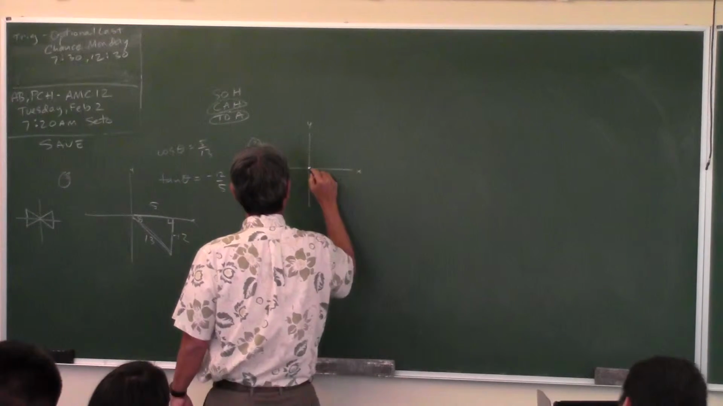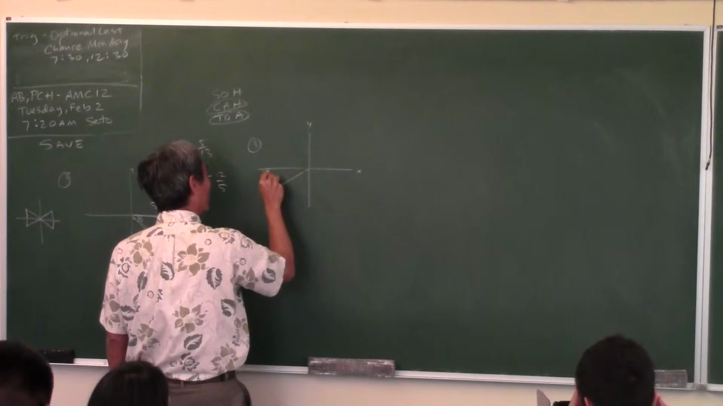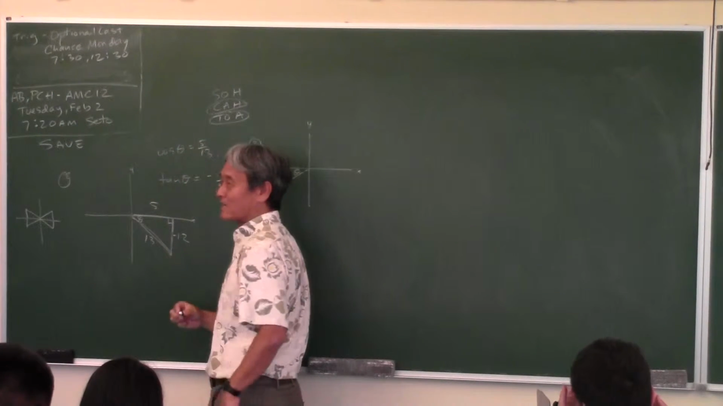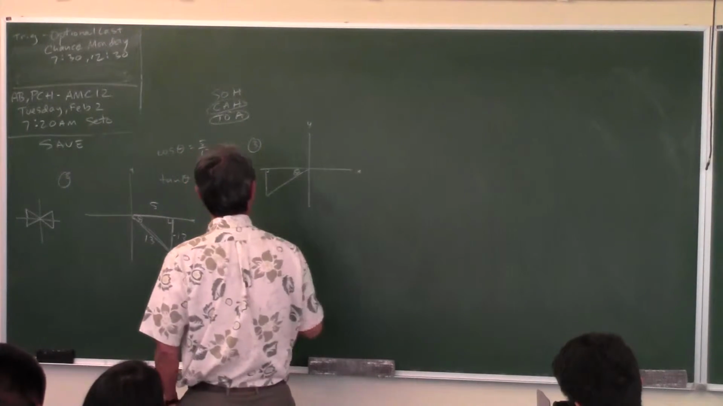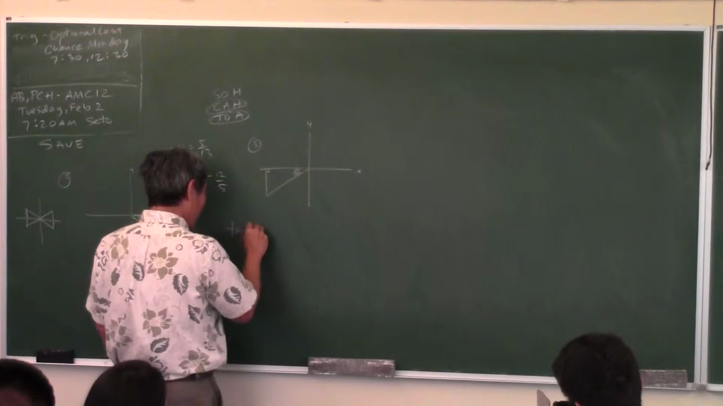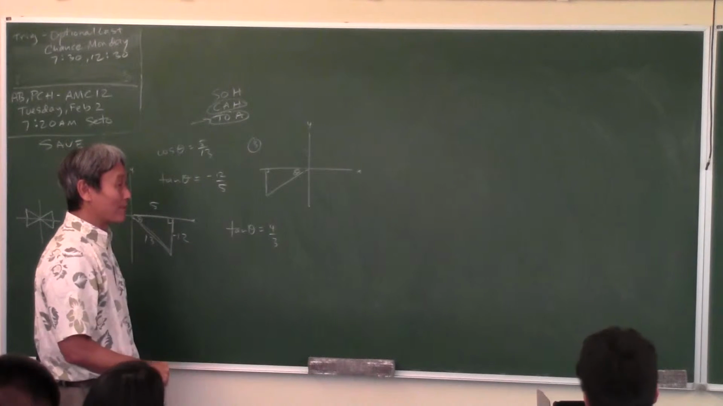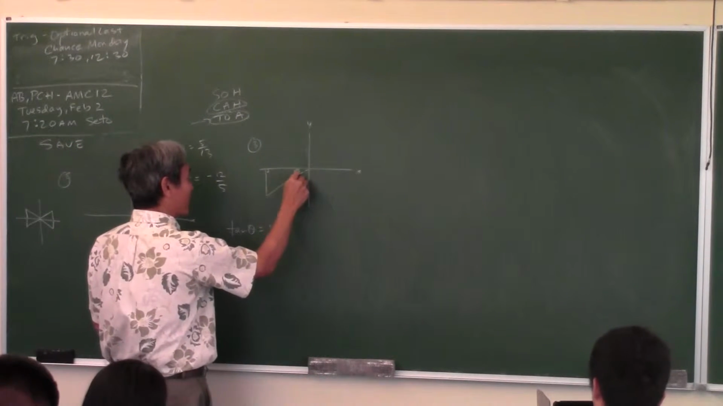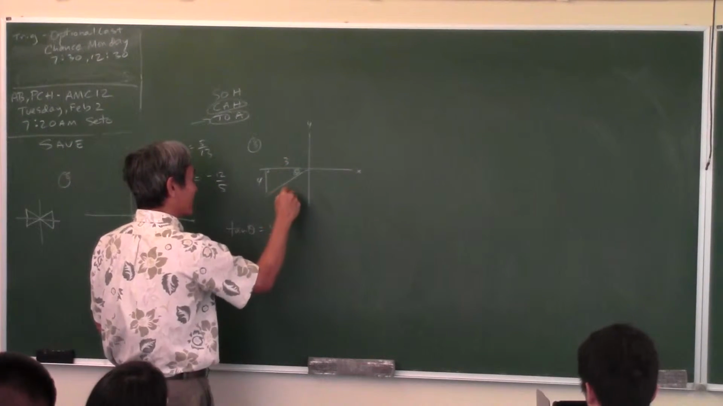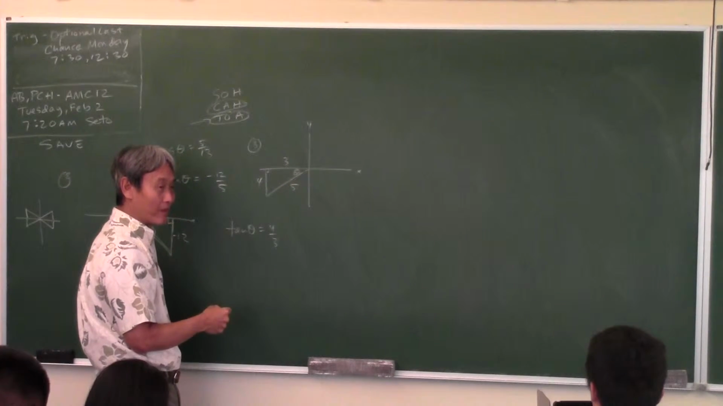Okay, quadrant 3. Here's the angle, and it says tangent theta is 4/3. So what is tangent? You look at that. Opposite over adjacent. So here's the angle. Opposite over adjacent, and that's going to be 5, right? Everybody knows 3, 4, 5 by now, right?